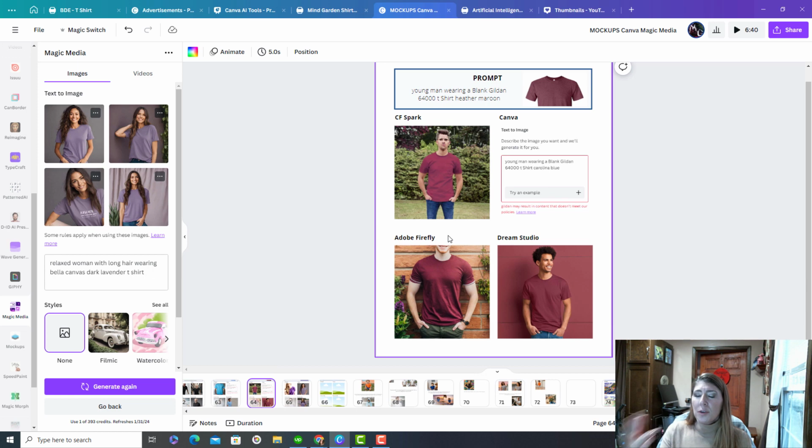I tried Heather Maroon, and I thought Spark actually did a fairly decent job. I mean, they all missed the mark on this one, and none of them were able to capture that. But I did think Spark did good. Canva, of course, restricted it. Adobe did a weird thing on the sleeves, and on every picture they had white stripes on it, so I was not impressed at all. DreamStudio looks great. If only that was a Heather Maroon.